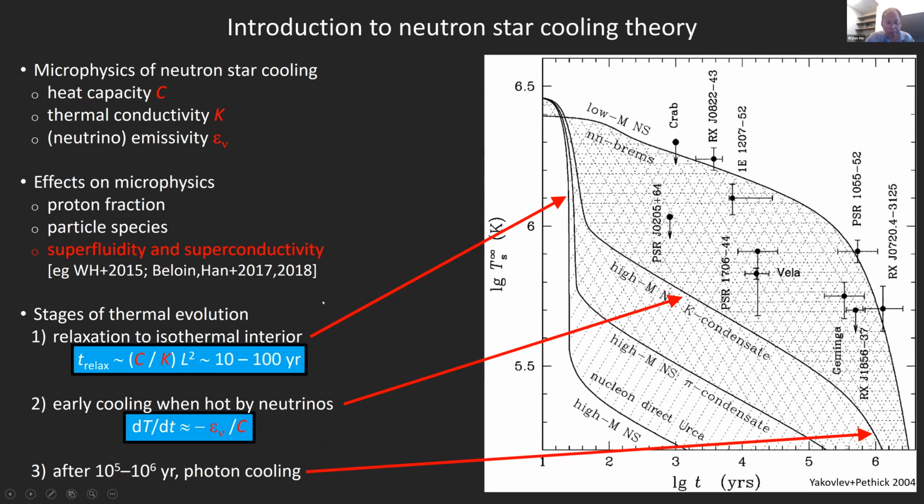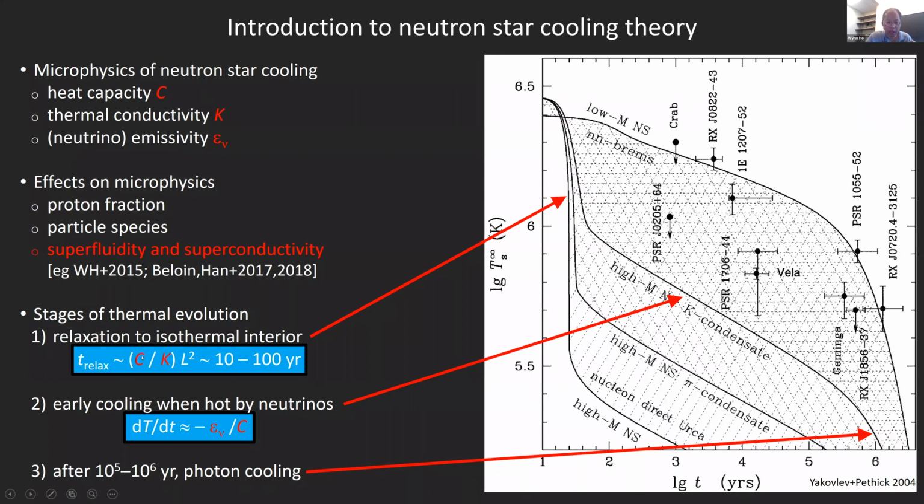Some generic properties you can see from these cooling curves is that there are basically 3 stages. In this early stage, the temperature starts from high values and drops very rapidly, here, here, here. This is the stage in which there's a strong temperature gradient within the neutron star, and so it's cooling and relaxing to a more isothermal state.